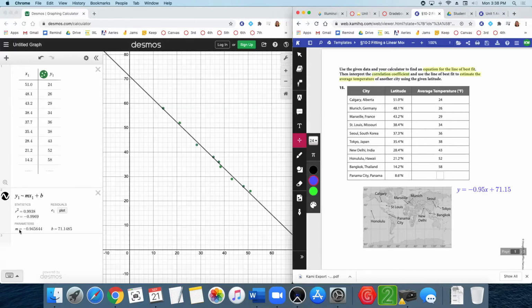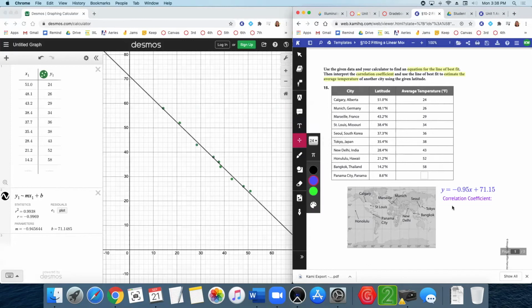So I used M, I used B. Now under statistics, I can find my correlation coefficient, which is just R. So let's see, I'll go ahead and label that here. My correlation coefficient is R equals negative 0.9969. And what that means is this is a really good fit for my data.